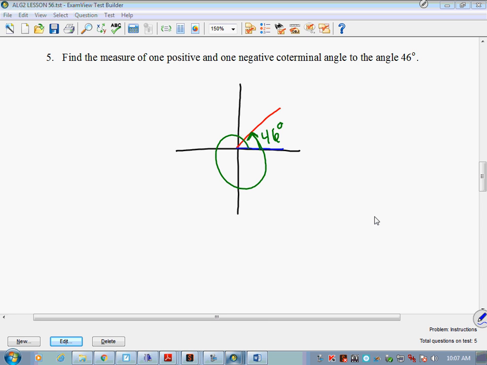First coterminal angle positive that we can do? I'm going all the way around plus 46 degrees. So Corey, what is my math? 360 plus 46. Okay, well, what is that? 406 degrees. 406 degrees is coterminal with 46 degrees. Now, I want to go this direction back to that same position. Okay? So this is going to be negative. It should ultimately be a negative degree, okay, because I'm going clockwise, correct?